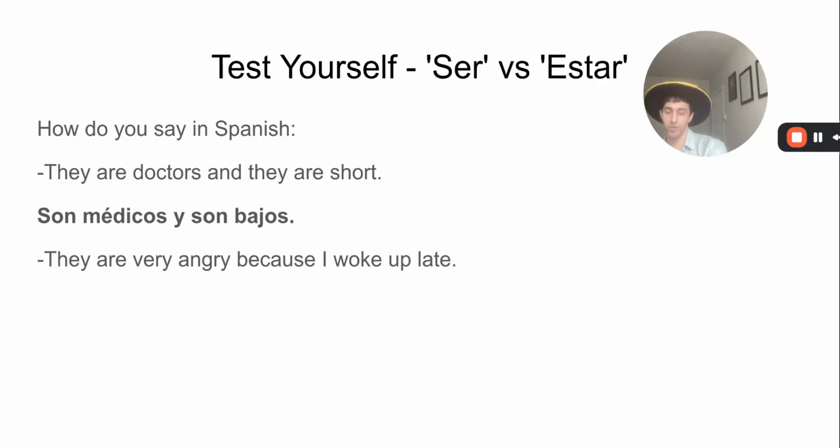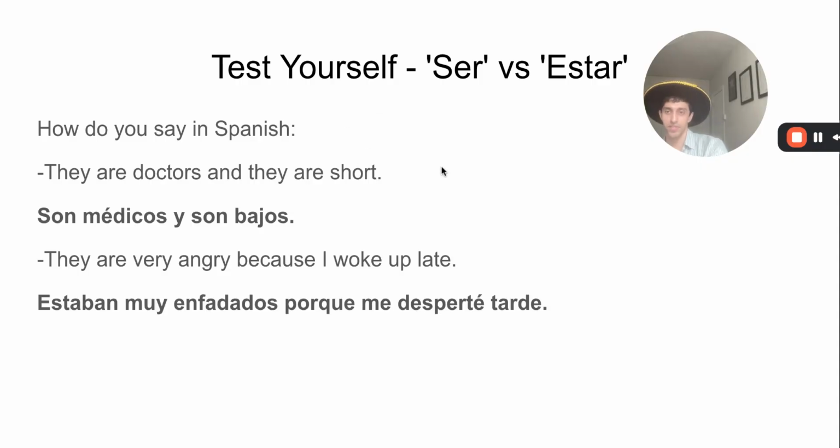Okay, and now I'm going to show the answer. So for this second one, you do use estar rather than ser for this first verb, they are, because feeling angry, that's a feeling. So you'd use estar for that reason instead of ser. And there's only one instance of the verb to be here. So they are very angry because I woke up late. In Spanish would be, they were very angry because I woke up late. That's what's been translated actually below.